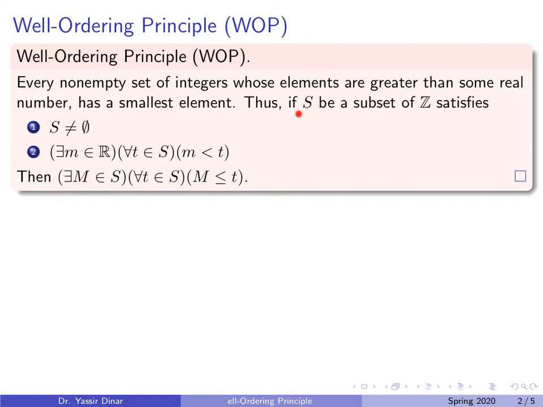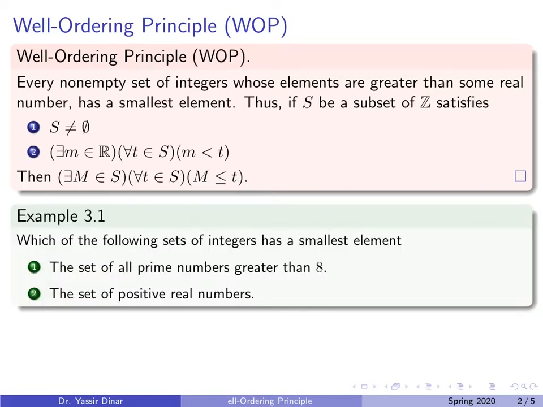In other words, if we have S, a set of integers, and it satisfies two conditions. First, it is non-empty. Second, we can find some real number such that any element in S is greater than this real number. Then we can find a smallest element in S. That means I can find an element in S such that any integer in S is greater than this number.